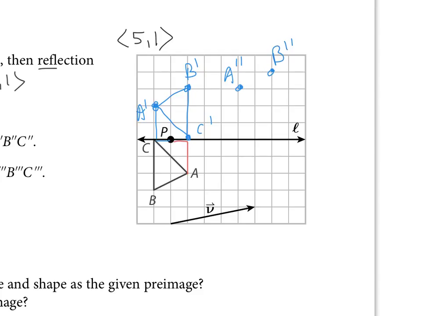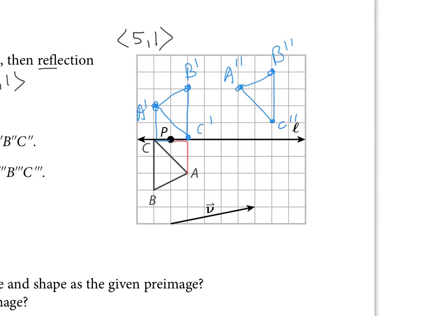Sorry about the messiness of my points. My stylus here doesn't always cooperate. And then we're going to go from the same direction on the same vector from C prime, 1, 2, 3, 4, 5, and then up 1. Okay? So that is going to be this point right here, C double prime. Make our triangle. And now we've got 2 transformations done.